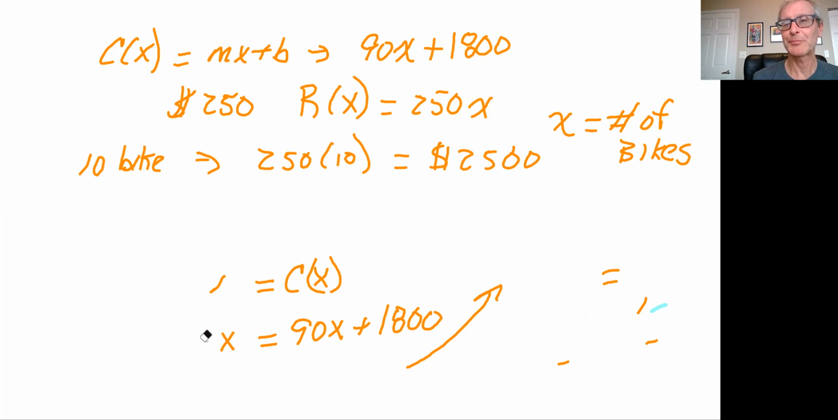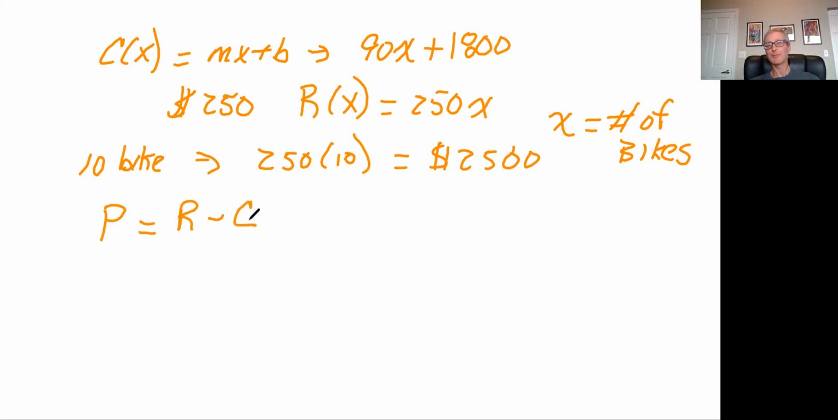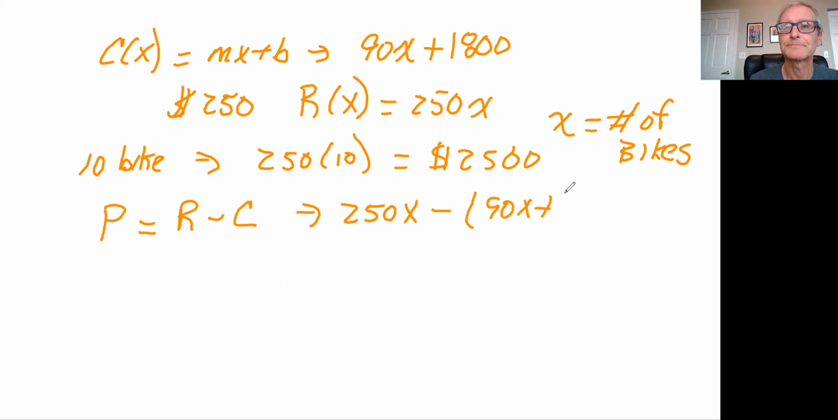The last thing I do want to point out is this idea of profit. What is profit? That's how much money you make. The definition of profit is the revenue minus your cost. And you can see when you have a profit of zero, you're at your break-even point as well. So the idea of generating this equation would be 250x is R, and then you would subtract your cost. When you do that, you end up with 160x minus 1800.